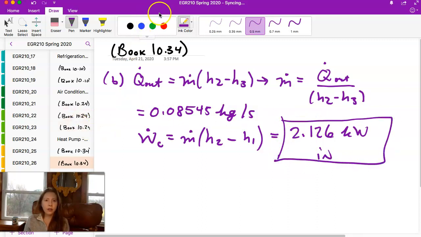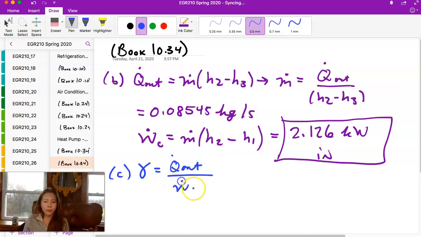All right, and so for part C, we're looking for the coefficient of performance. For a heat pump, it's gamma, and it's going to be Q dot out over W dot C. So it's going to be our 15 kilowatts divided by 2.126, which is going to give us 7.056.